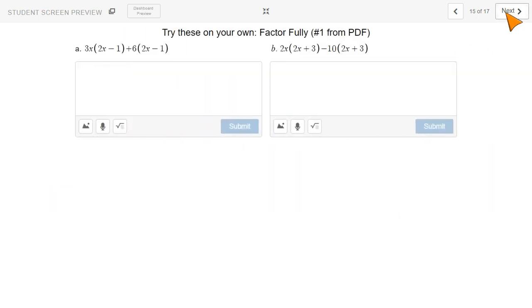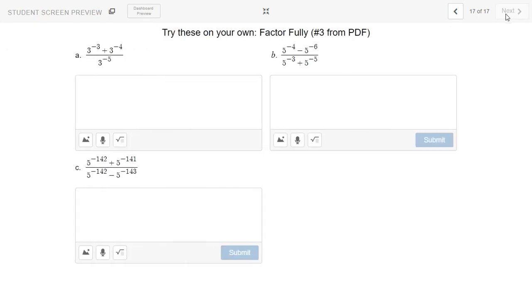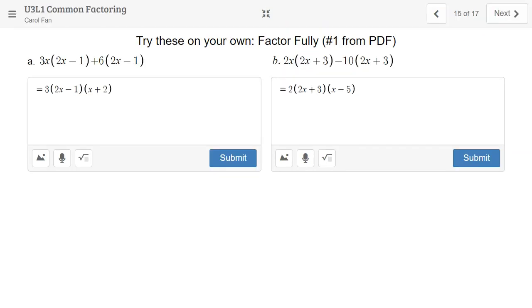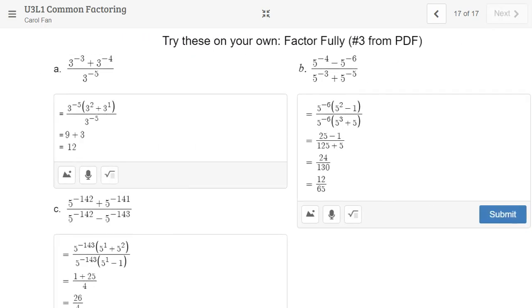Slides 15, 16, and 17. Please try these on your own. These are the solutions to the questions to try on your own. Slide 15, slide 16, slide 17.